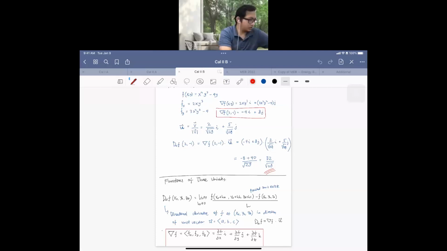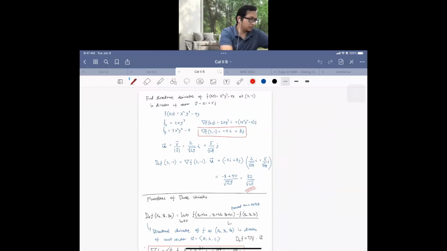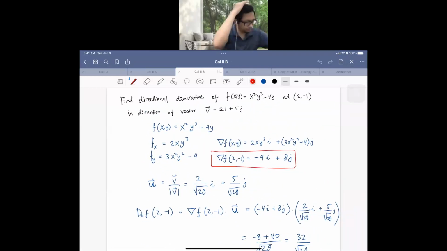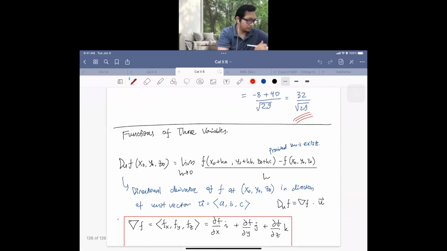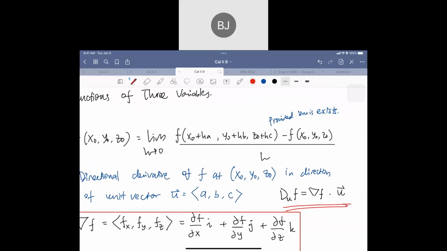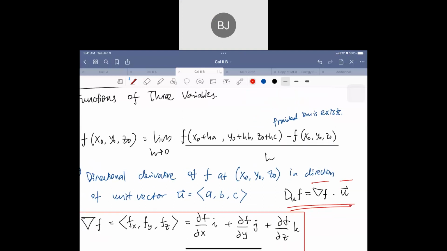Okay, last time we discussed the directional derivative, and we discussed functions of three variables. The idea is still the same: the directional derivative we can write as the gradient vector of f, dot product with the unit vector u.